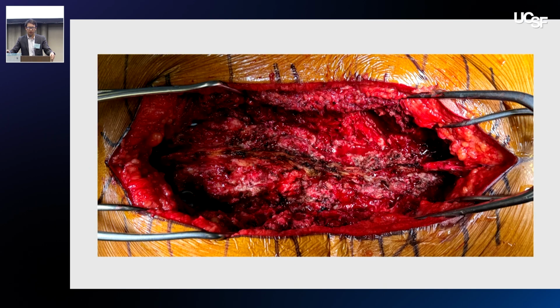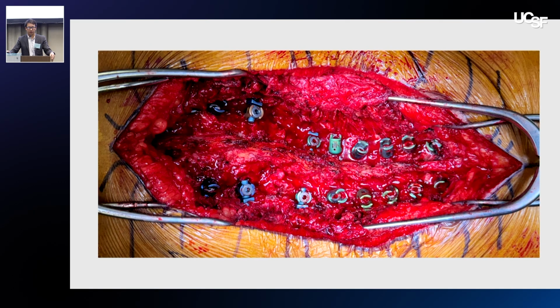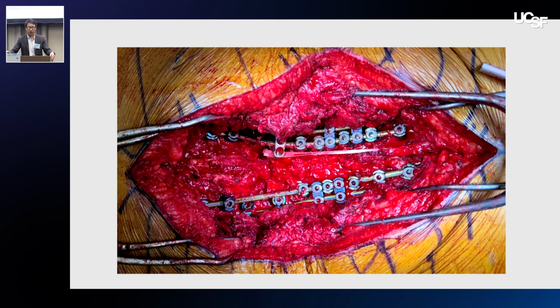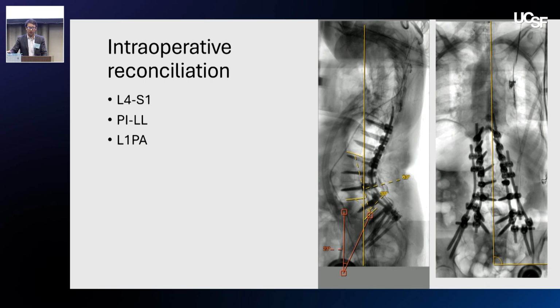This is what this particular patient looked like during surgery. You can see the deformity, and after the instrumentation, decompression, and ultimately the correction, multi-rod construct. You can see the ligament augmentation, and the closure of the PSO. And this is what it looks like intraoperatively.